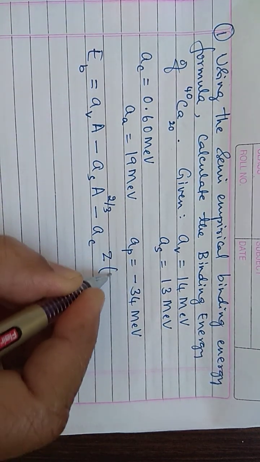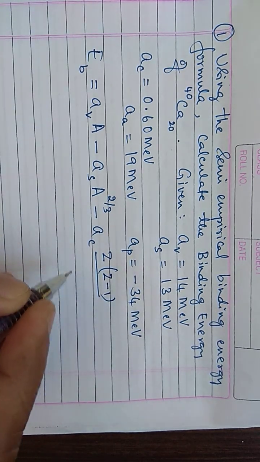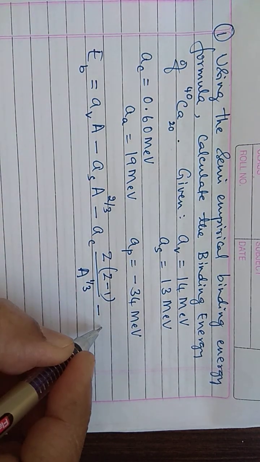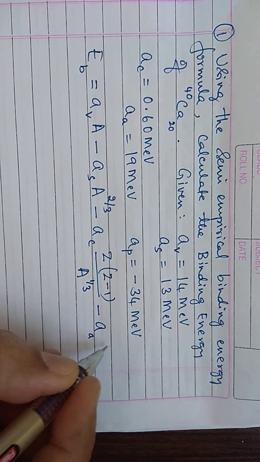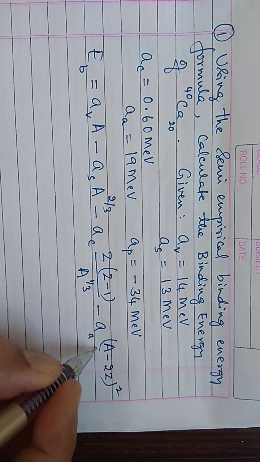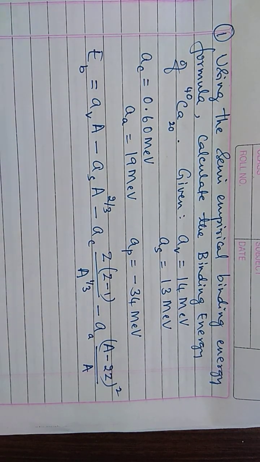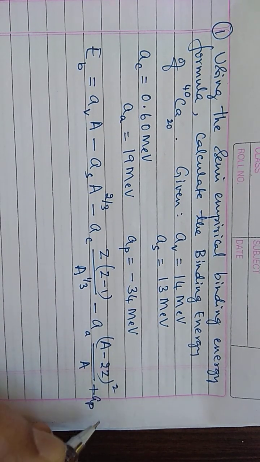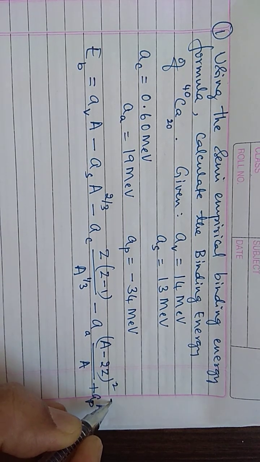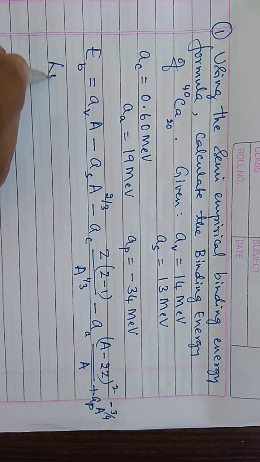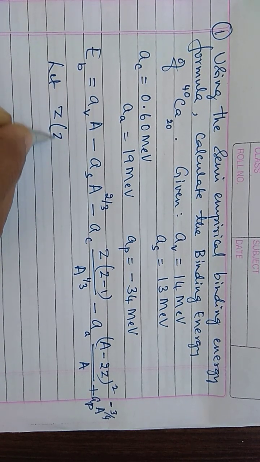Z into Z minus 1 divided by mass number raised to the power 1 by 3, minus A suffix A into A minus 2Z, that whole square divided by A, plus AP into A to the power minus 3 by 4, raised to the power 3 by 4 with negative sign.